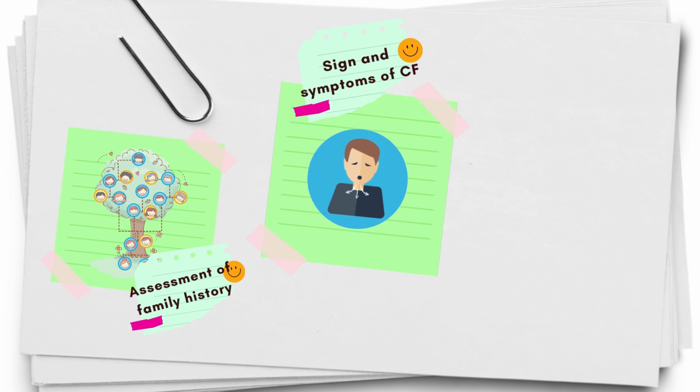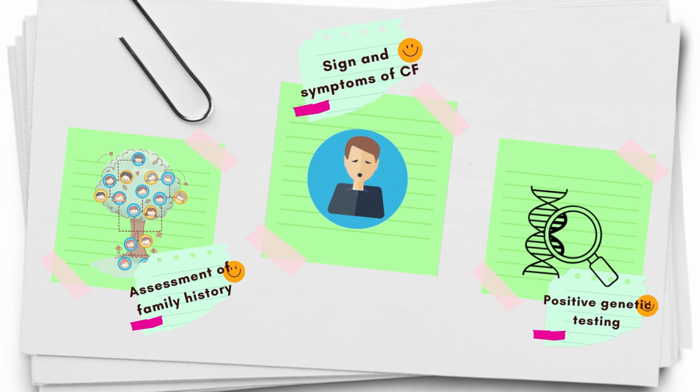This test is performed after the assessment of family history suspected for cystic fibrosis disease, or when a person exhibits signs and symptoms of cystic fibrosis, and lastly, when genetic testing for cystic fibrosis shows positive or intermediate results.